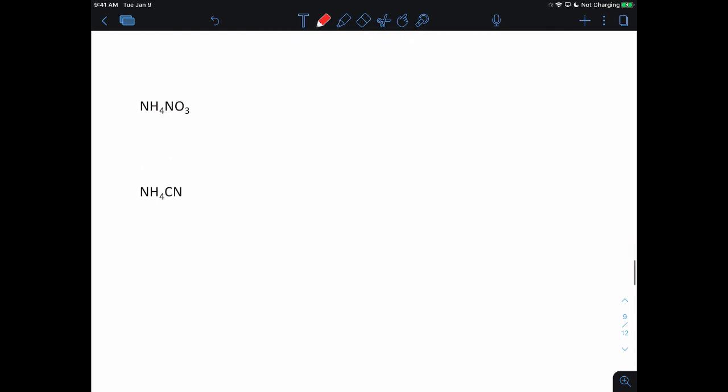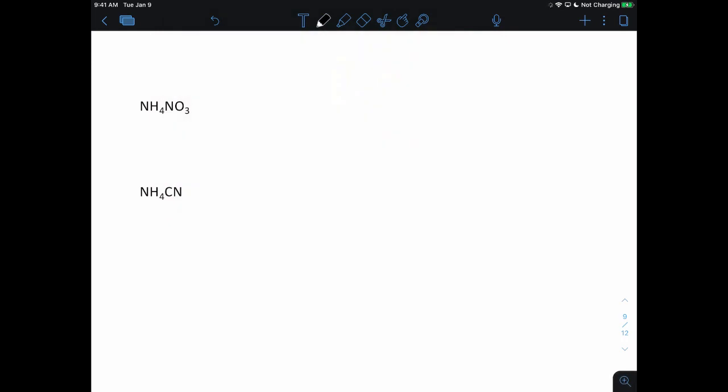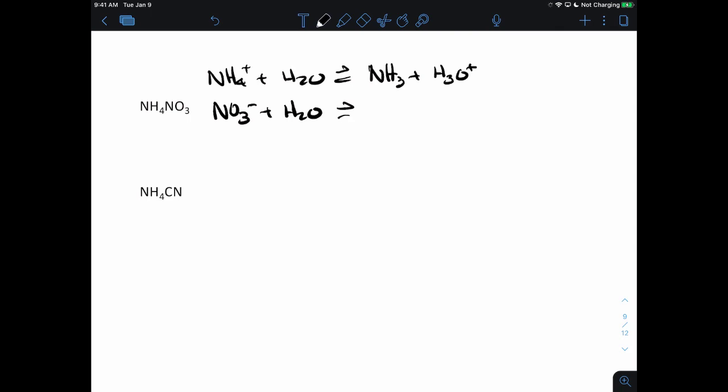All right, pause the video, try these two, and see what you come up with. We've got NH4+ and NO3-, so we're going to do NH4+ plus water. We've done this one already. We're going to donate the H from the NH4+ to the water to make NH3 and H3O+. And then now we'll work with NO3- plus water. That'll make HNO3 plus OH-.